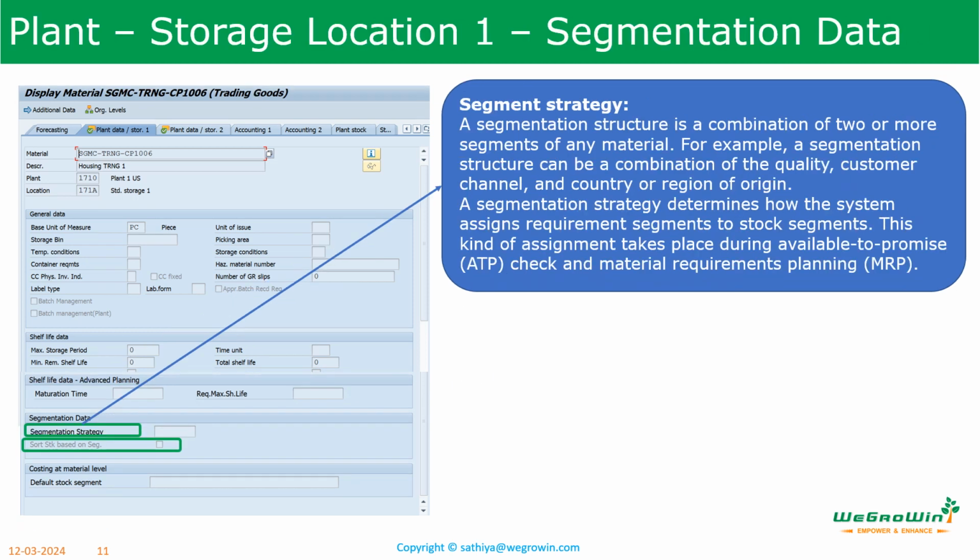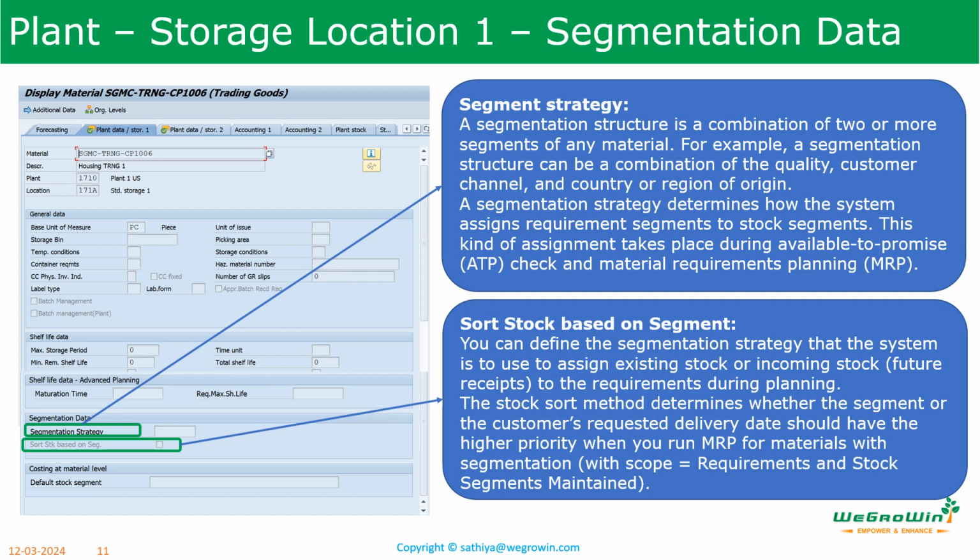Now let us discuss segmentation strategy. A segmentation structure is a combination of two or more segments of any material. For example, a segmentation structure can be a combination of the quality, customer channel, and country or region of origin. A segmentation strategy determines how the system assigns requirement segments to stock segments. This kind of assignment takes place during the available-to-promise check and also in material requirements planning.